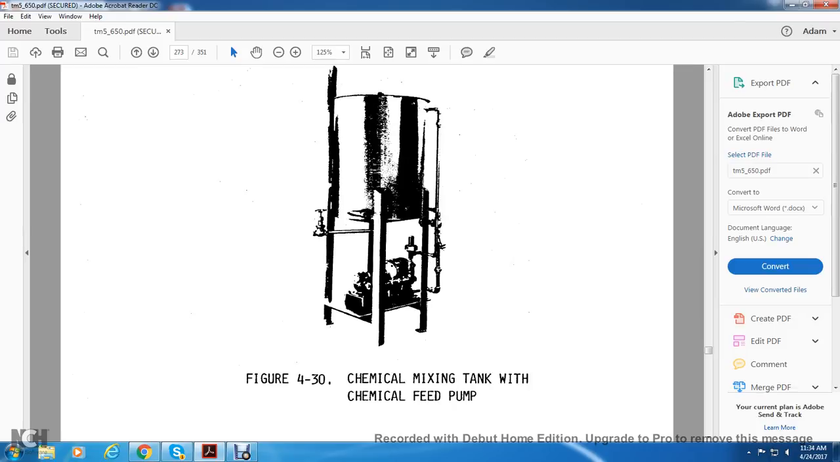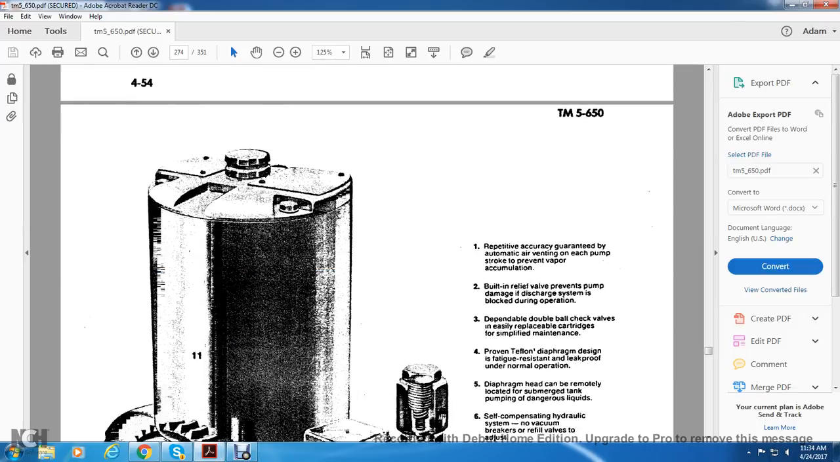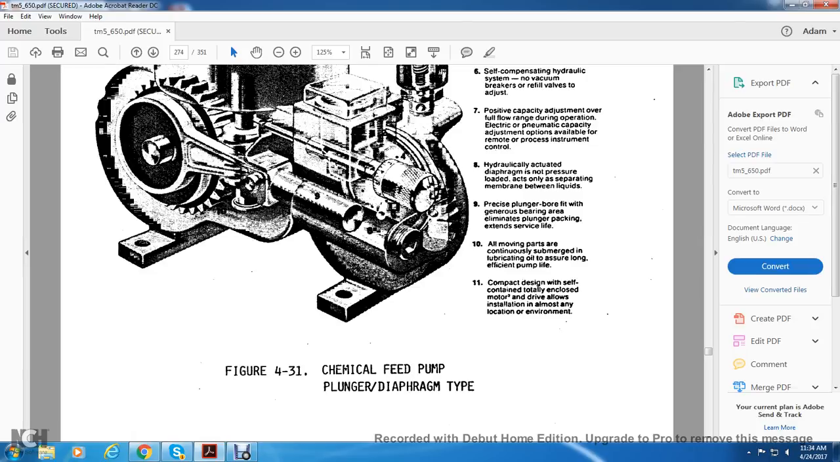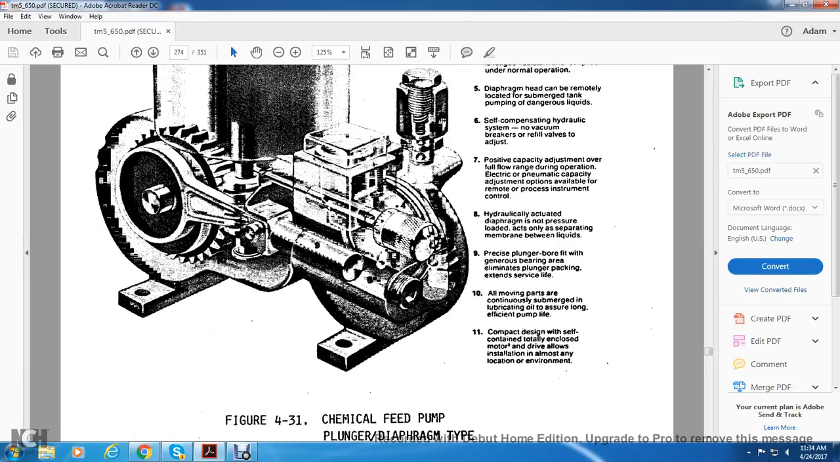Figure 430 shows a chemical mixing tank with a chemical feed pump. Figure 431 shows a chemical feed pump with a plunger diaphragm type.